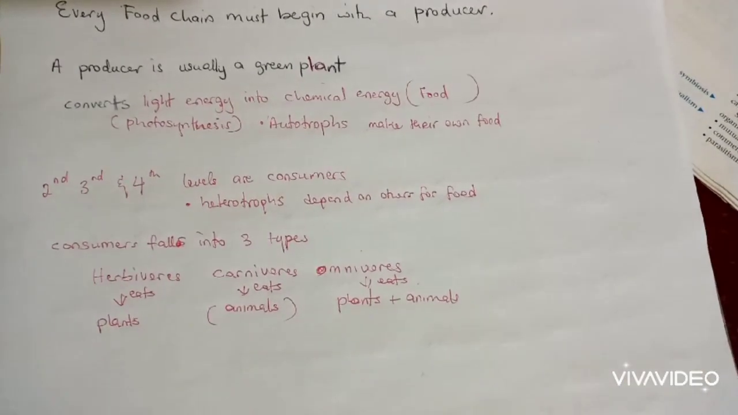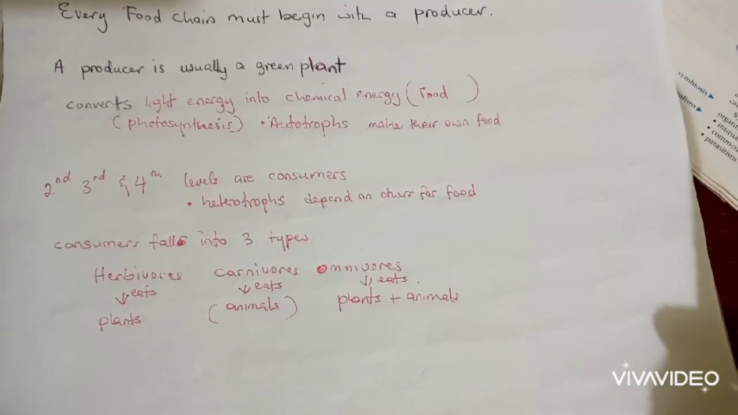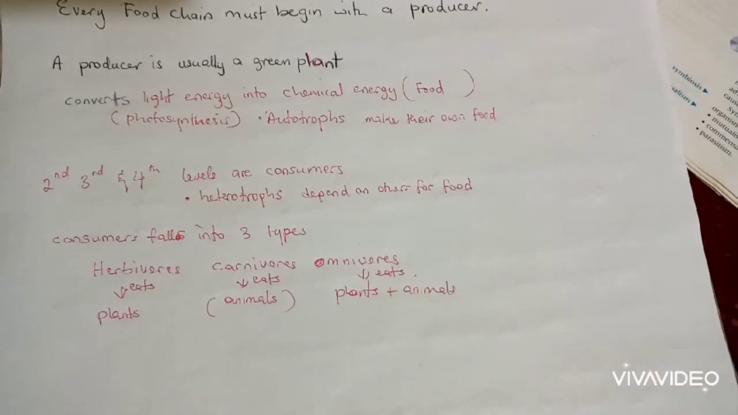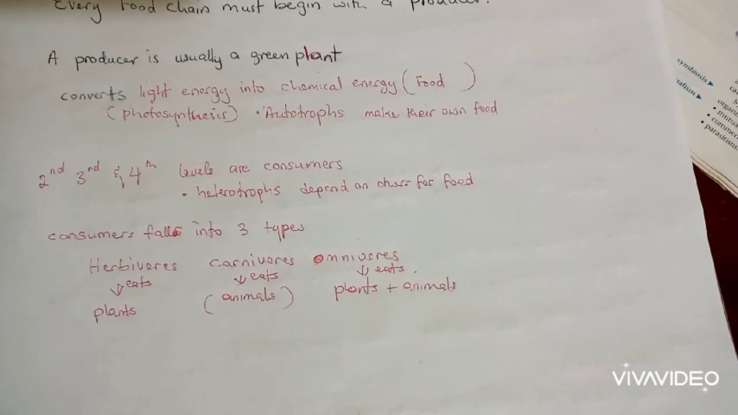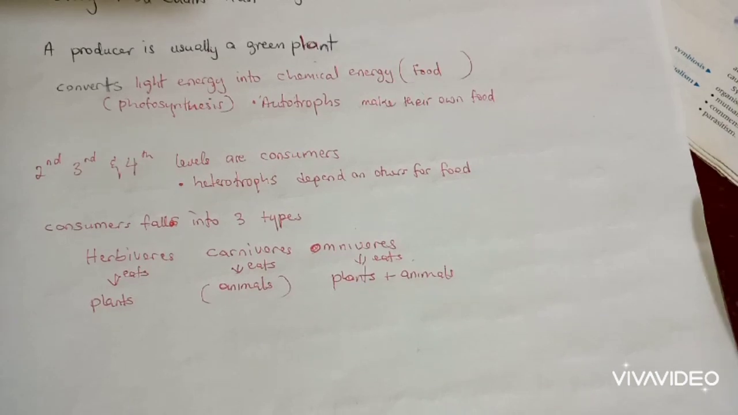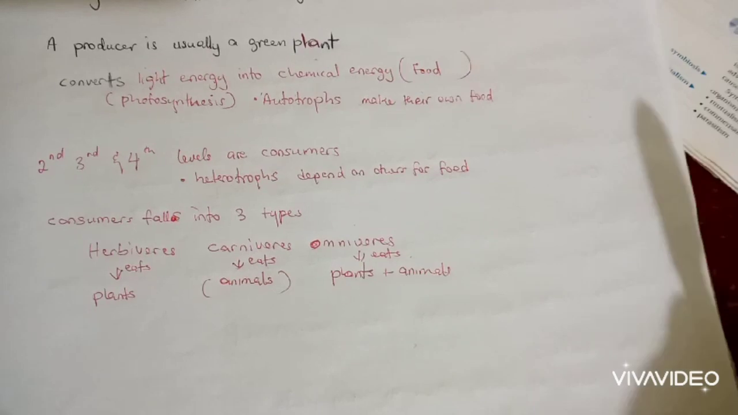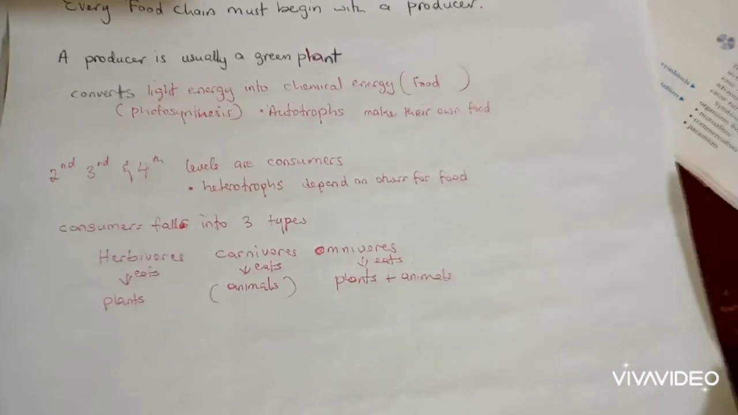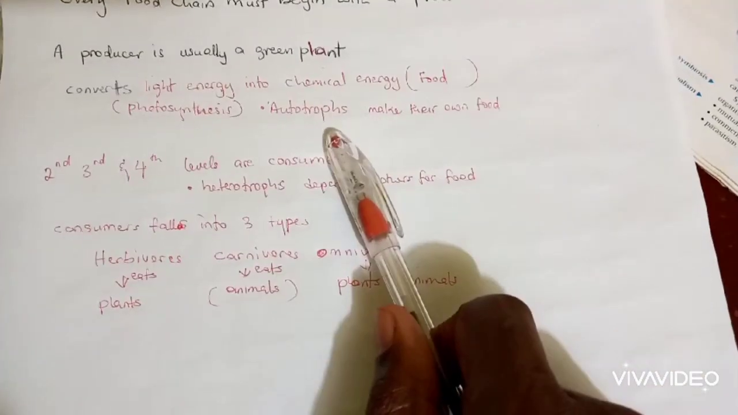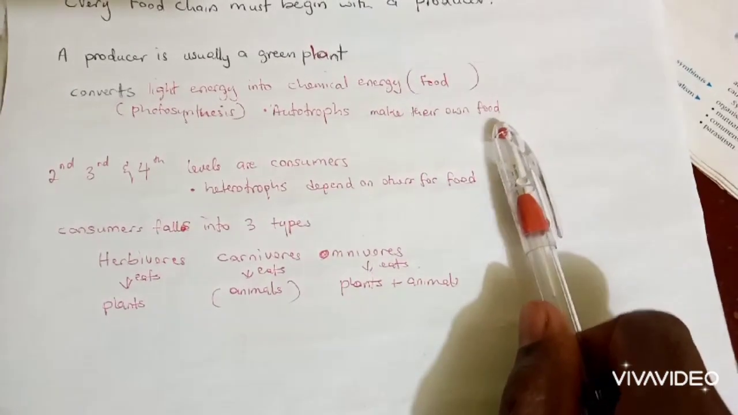This process is very important because light is in a form that is not usable by other organisms, but because plants are able to convert that light energy into a usable form called food, for example glucose, we call them producers because they produce food for other organisms. And they are also called autotrophs, because they make their own food.